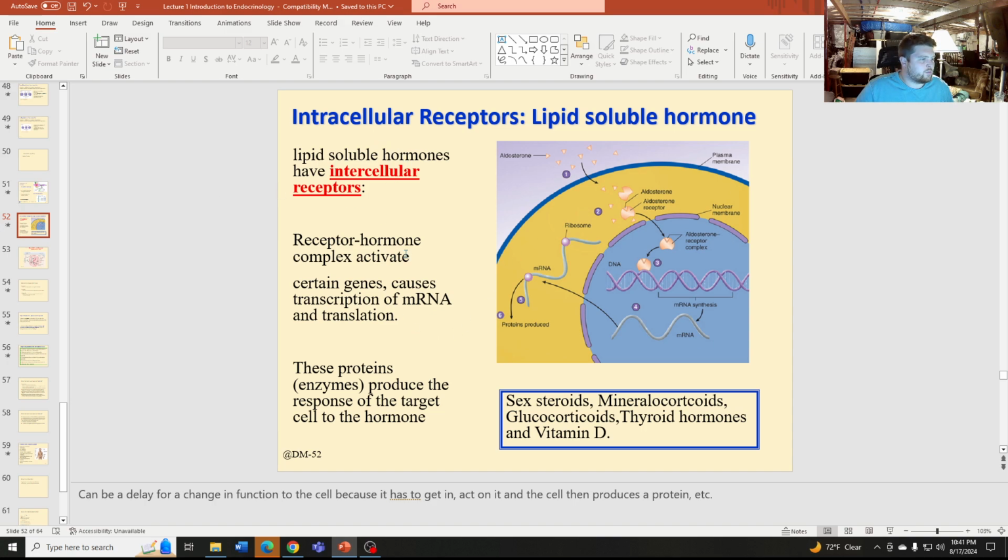Again, this should be review: which ones? All these mineralocorticoids, glucocorticoids, thyroid hormones, vitamin D, all of these have the intracellular receptors, which then go and cause transcription directly, to make stuff. This is a good example: aldosterone coming in here. This is a good example of a nuclear receptor.